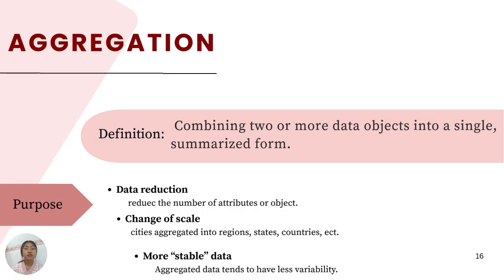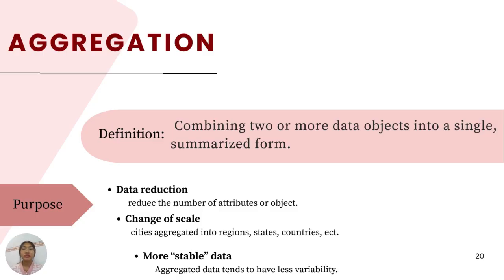So now let's move to aggregation, which is the process of combining two or more objects into a single attribute or object. As for its purpose, first, data reduction: it decreases the number of attributes or objects. Another one, change of scale, which allows data to be viewed at a higher level, for example, cities aggregated into regions, states, countries, and more. Lastly, a more stable dataset: aggregated data tends to have less variability, which means it is a way of reducing the effect of random noise.